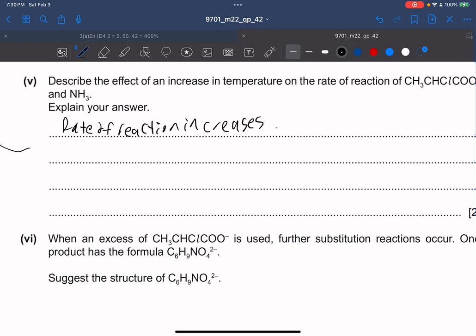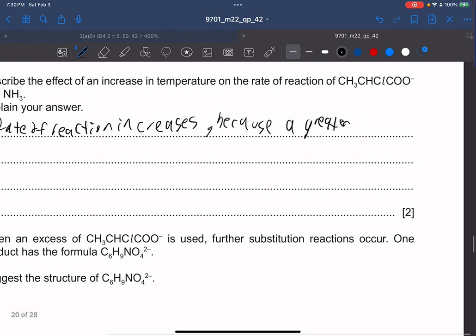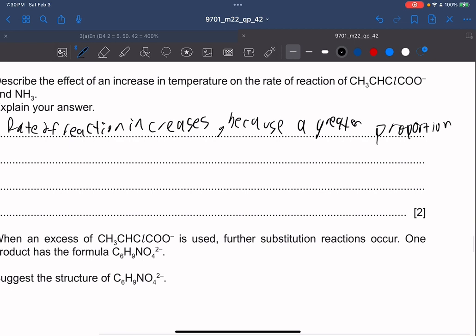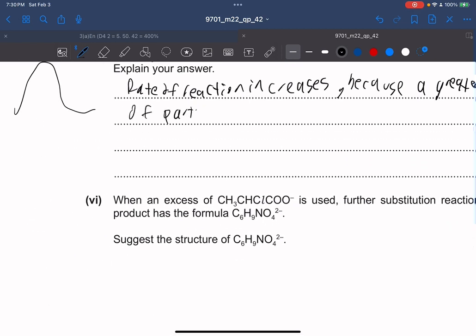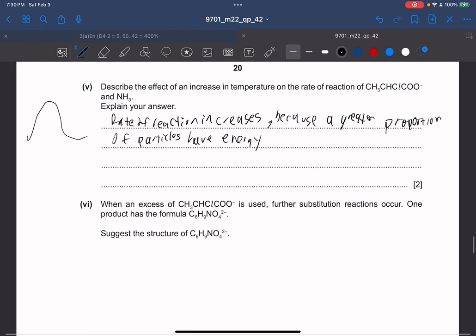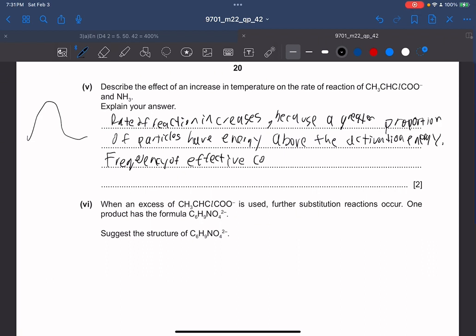So rate of reaction increases because a greater proportion of particles have energy above the activation energy. Sorry, I forgot the term for a bit. So frequency of effective collision increases.